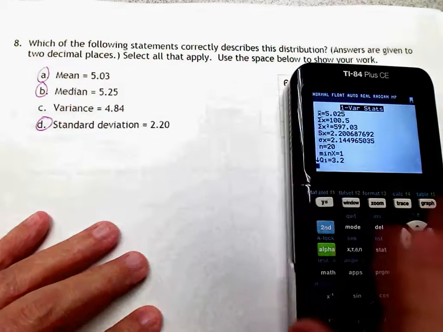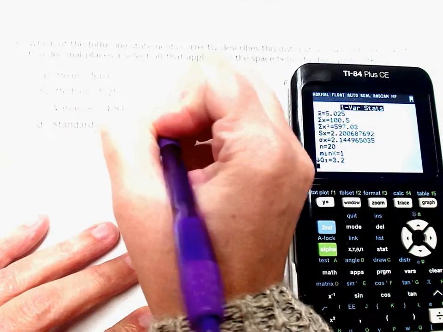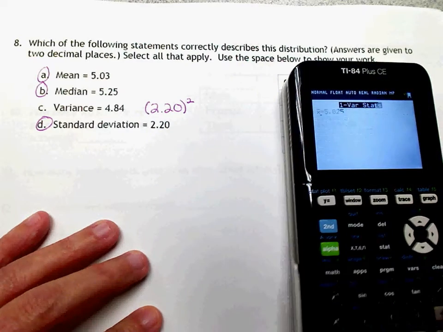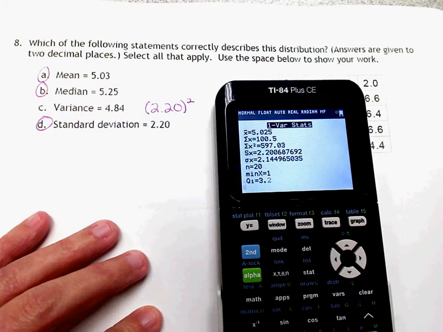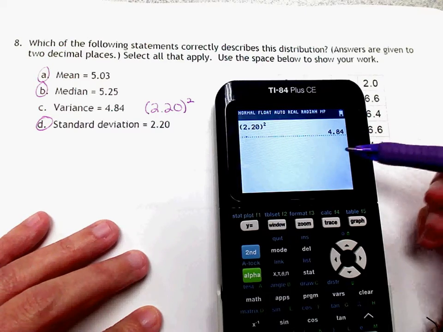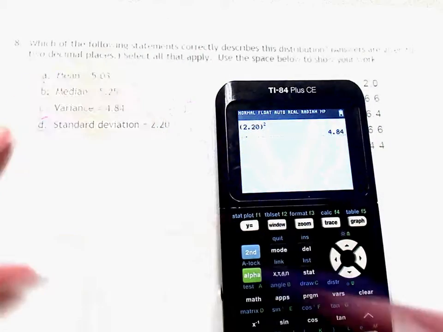Alright, so now to find this, I'm going to take that 2.20 and I'm going to square it. So I'm going to clear that out. Clear. Okay, just kidding, clear. And I'm going to do 2.20 squared. And that gives me 4.48. So actually all of these are true.